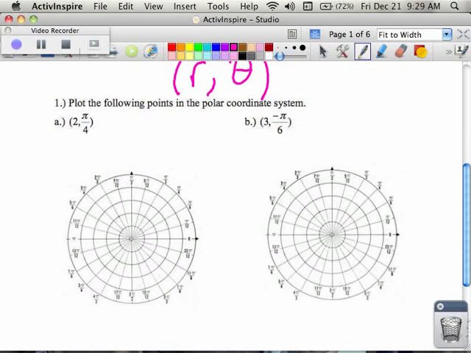In these first two examples, it'll say plot the following points in the polar coordinate system. You notice this very nice graph that we have here. And it says, look at the coordinates 2, pi over 4. That's talking about r and theta. Now, I'm not really sure why they put r first and theta second, because that doesn't really make sense to me. I need to know which direction I'm facing first before I start moving.